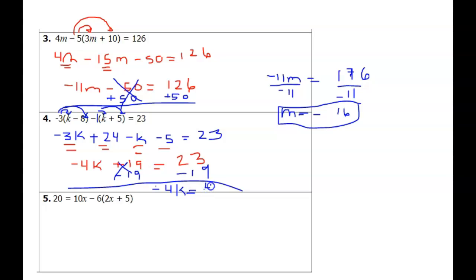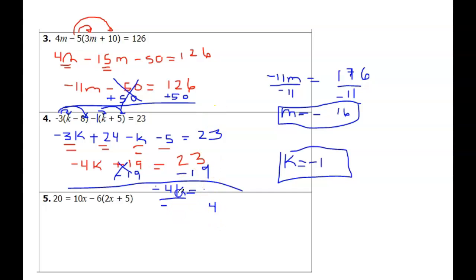I need to get rid of this negative 4 with the k, so I got to divide both sides by negative 4. And I'm taking my negative with me. And so I end up with k equals negative 1. Not so bad. I gotta follow those 3 steps. Distribute, combine like terms, solve. All right, let's go to the last one.